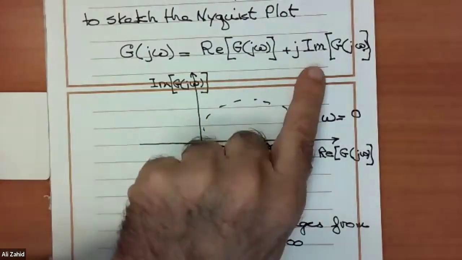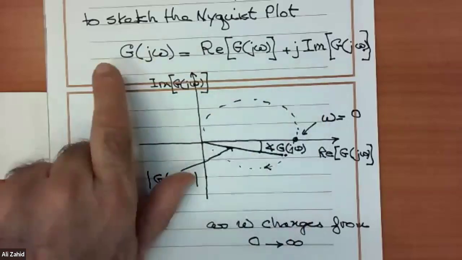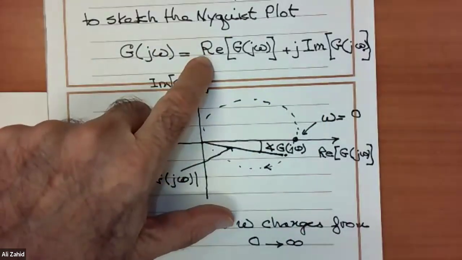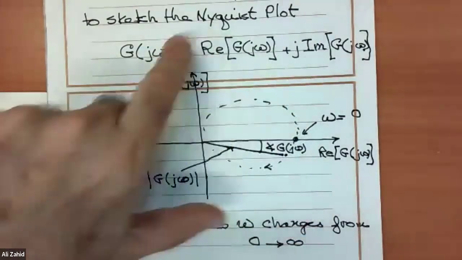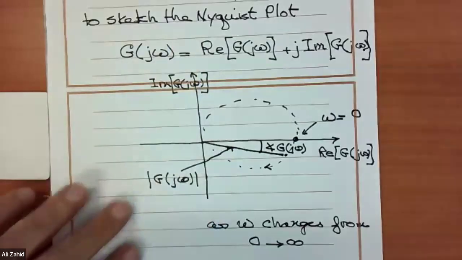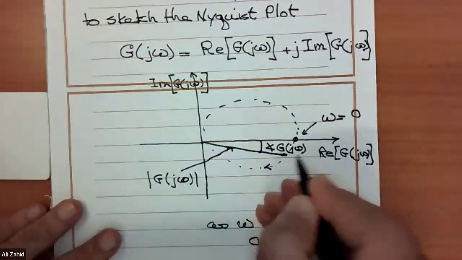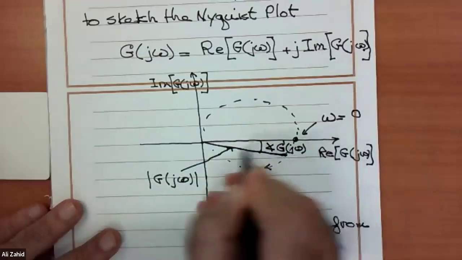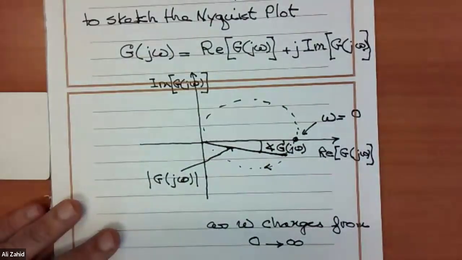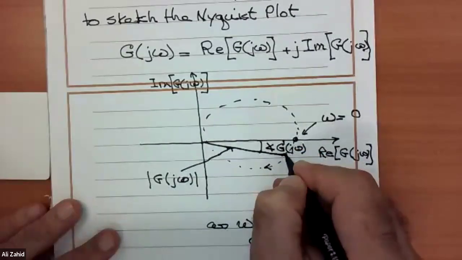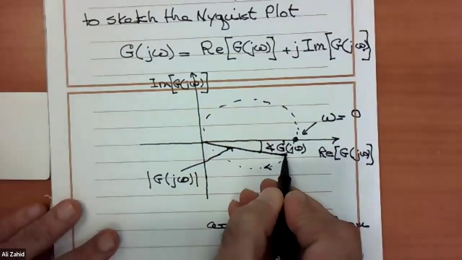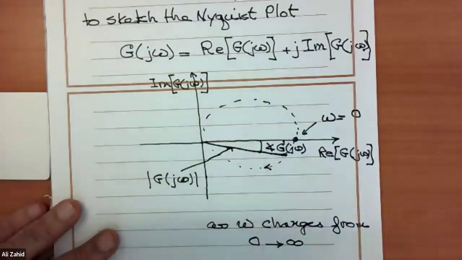This is the Cartesian coordinates. If I want to get the magnitude, it's the real squared plus the imaginary squared, the whole thing square root. Where is the real part at this point? The real part is this one, from here to here, and the imaginary part from here to here. So if you sketch a vector, the magnitude of this vector is the magnitude of G of j omega. Clear?